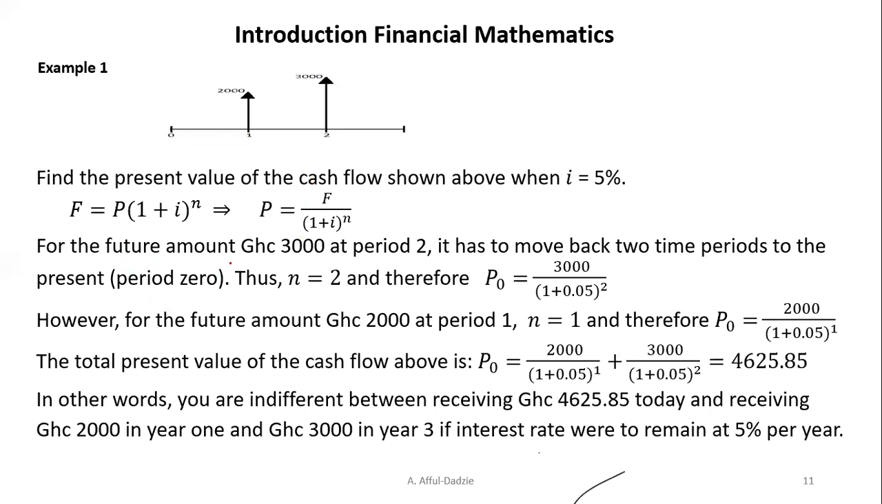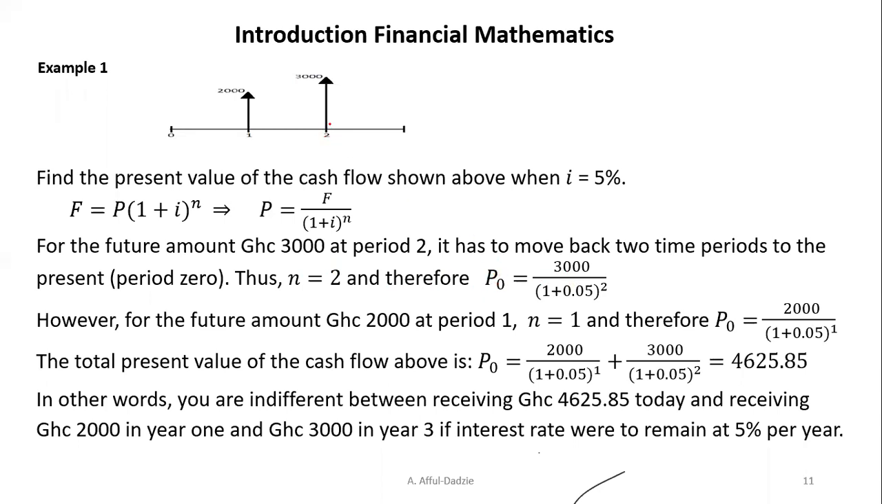So for the future amount of 3,000 cedis at period 2, it has to move back 2 periods to the present, which is period 0. Thus, n equals 2. Therefore, P naught, so P at 0, would be expressed this way.